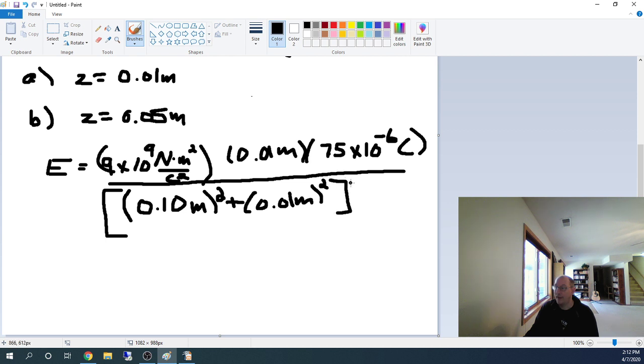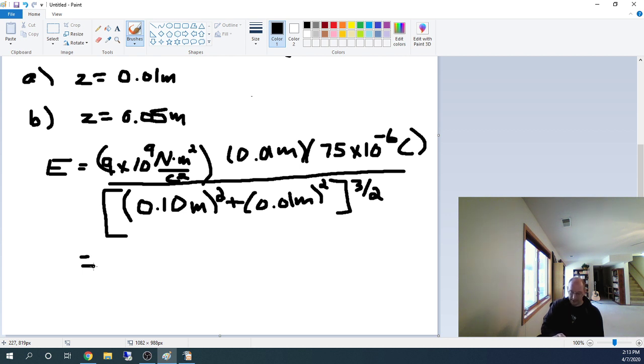And then once we've got that, we're going to take that to the 3/2 power. Okay, so what would the electric field look like? I'm going to calculate the denominator first. 0.1 squared, 1 squared. Okay, I'm going to take the square root of that and then cube it.